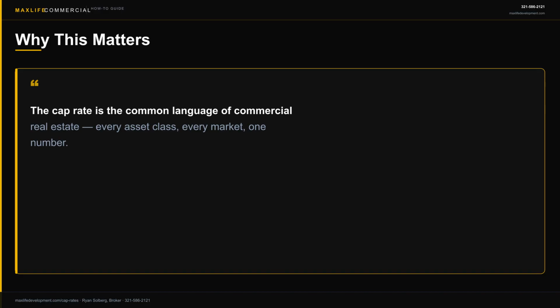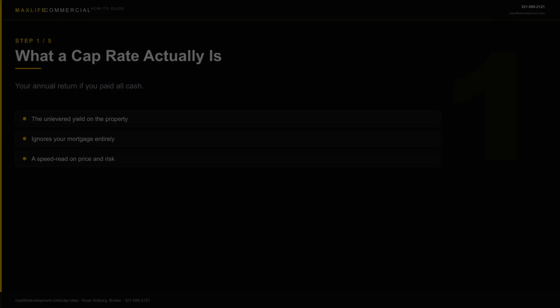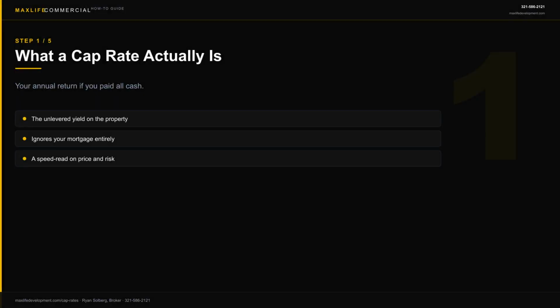Start with the simplest definition. A cap rate is the annual return you would earn if you bought the property with all cash, no loan at all. That is it. It is the unlevered yield of the building itself. A 6% cap rate means the property throws off 6% of its price in income every year before any financing. Because it ignores your mortgage completely, it is a clean, apples to apples way to size up any deal. Think of it as a speed read on both price and risk in a single number.